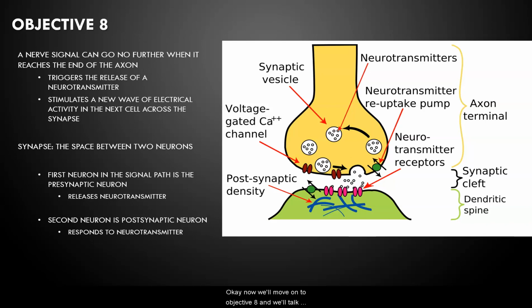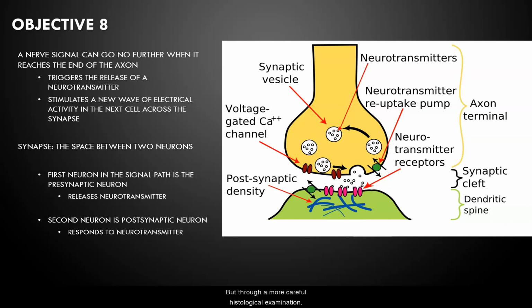Okay, now we'll move on to Objective 8, and we'll talk about neurotransmitters. So the first thing I want to talk about is that in the early 20th century, biologists sort of assumed that synaptic communication, or the communication between two neurons, was only electrical. And that seemed right because neurons seem to be so close to each other that they must be touching. And so the signals were sort of transmitted electrically like normal wires.